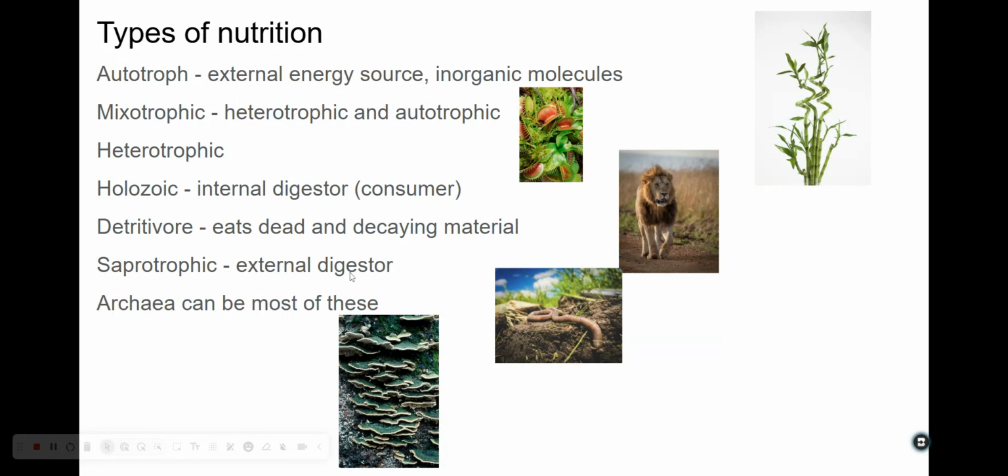Archaea are the weird ones. They can be a variety of these. They can be heterotrophs, they can be autotrophs, they can be mixotrophs. They're a very diverse group of single-celled organisms. They can have many different types of nutrition.